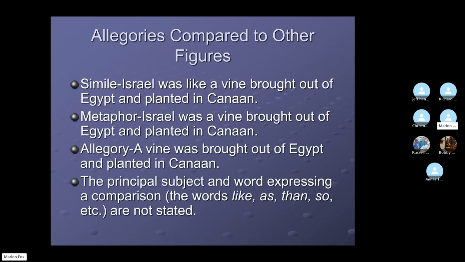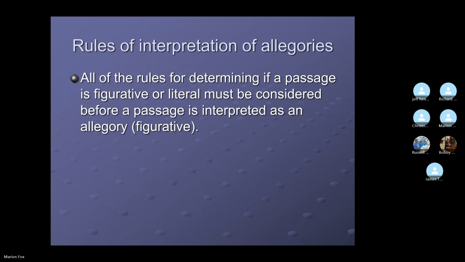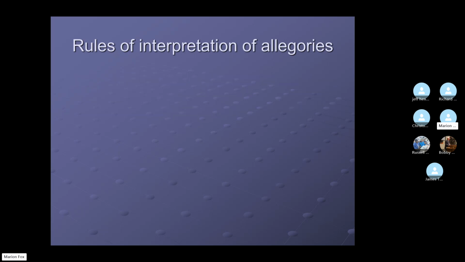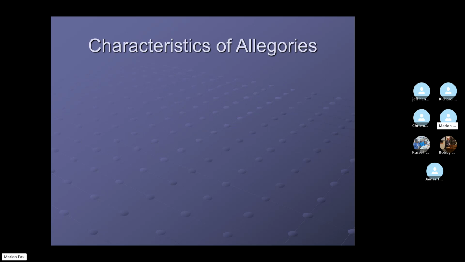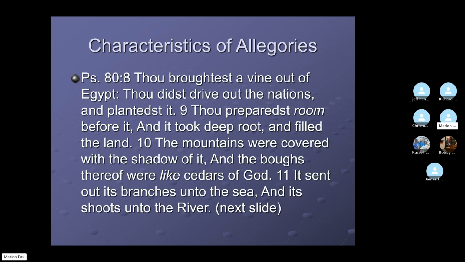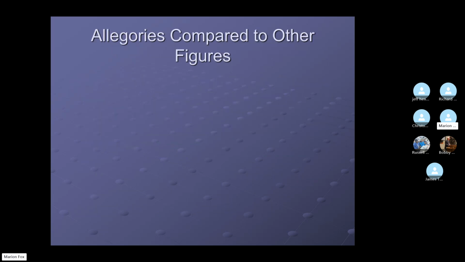Now, the principal subject in word expressing a comparison, the words like, as, and so are not stated like they would in a simile. Okay. All the rules for determining if a passage is figurative or literal must be considered before a passage is interpreted as an allegory. Of course, if the Bible explicitly calls it an allegory, that settles it, right, as we see in Galatians chapter 4, verse 21 to 31. So it's explicitly called one. But our passage here in Psalm 80, verse 8 and following, is not explicitly called an allegory, but it certainly is. It has all the characteristics of an allegory.